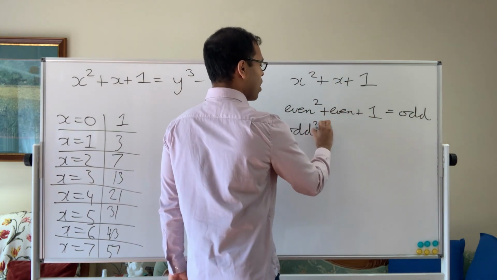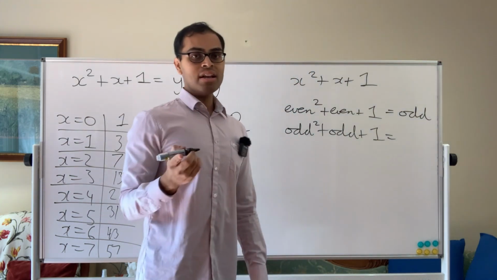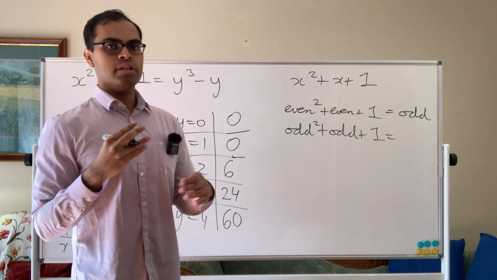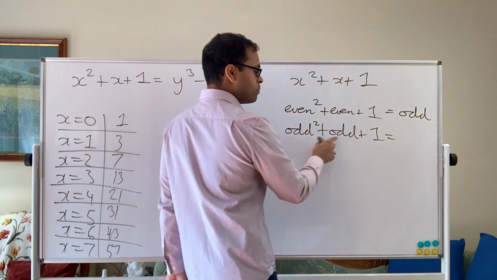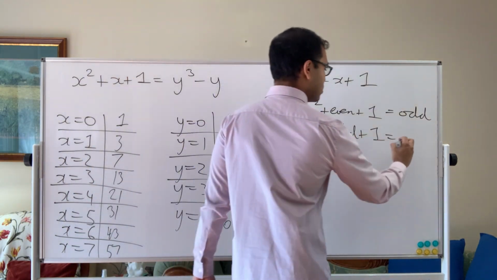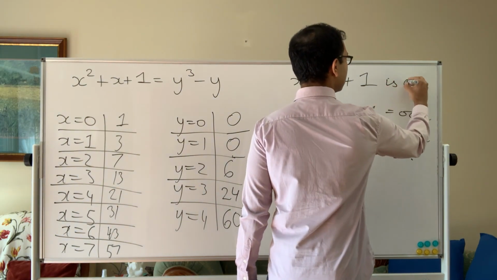What about when x is odd? What is odd squared plus odd plus 1? Well, an odd number squared is odd. You can just play around with it, 3 squared or 5 squared, to get a feeling for it. Those are odd numbers. And then odd plus odd is even, plus 1 is odd. So x squared plus x plus 1 is always odd. Okay, this is always odd.